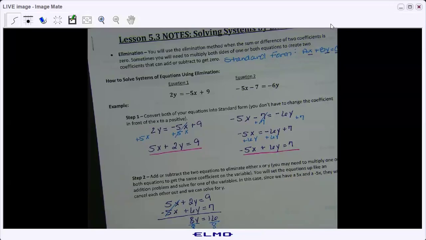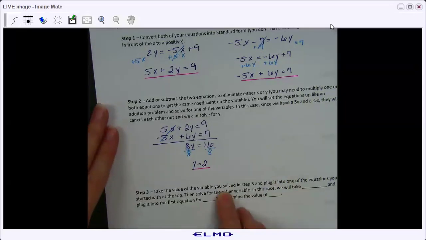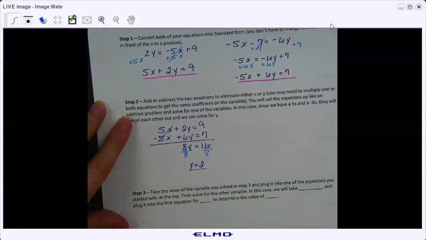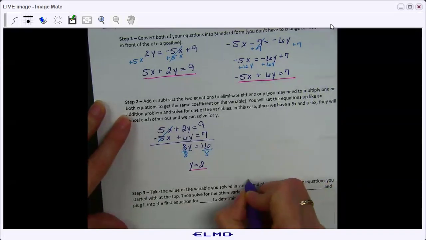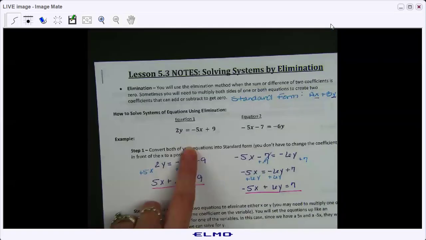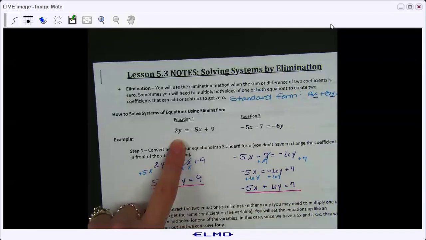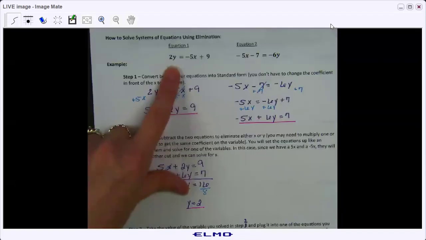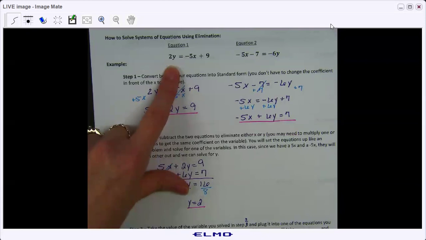Remember, the solution to a system is an ordered pair. So you need the x and the y. We found the y, now we need to find the x. So we're going to take the value of the variable we solved for in step 2, and plug it into one of the equations you started with at the top. It does not matter which equation you choose. So in this case, I am going to take 2, and I'm going to plug it into the first equation for y to determine the value of x, okay?